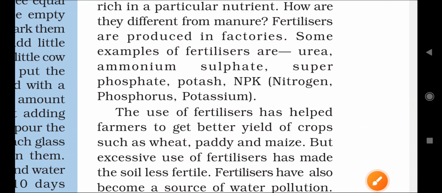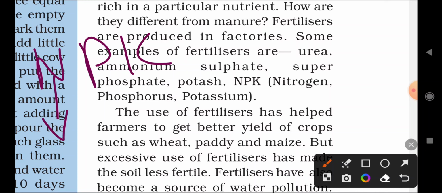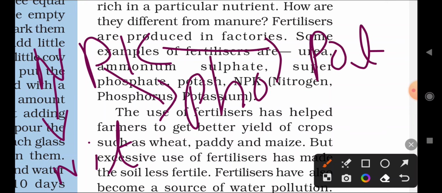Whenever in our exam they may ask, expand the NPK. Expand the NPK means N for what? N for nitrogen, P for phosphorus, K for potassium. Remember that these are the three very essential nutrients for the growth of any plant. These are the main raw nutrients required by the plant to grow in the best way, and the best quality of crop will be produced depending on these three nutrients only.